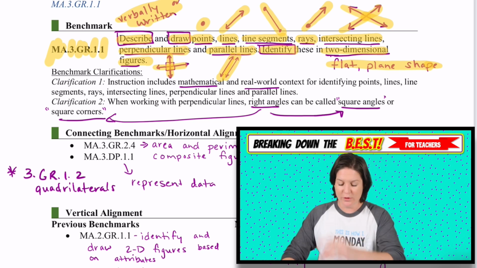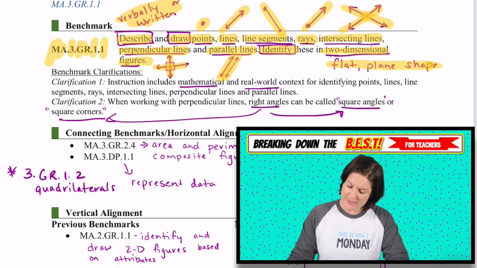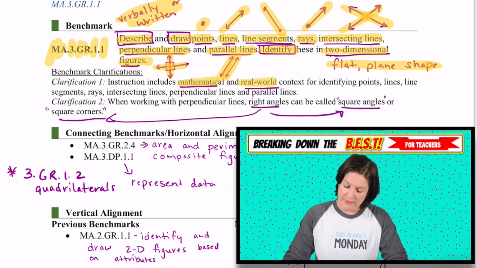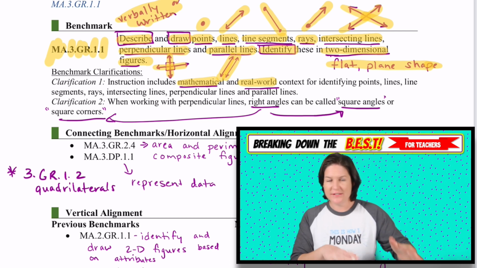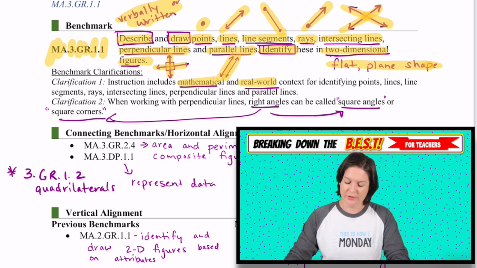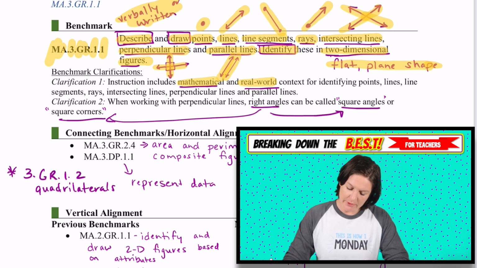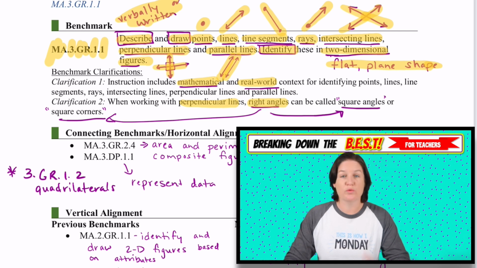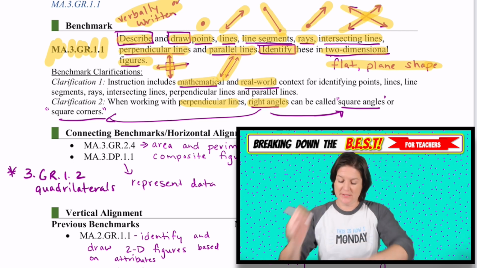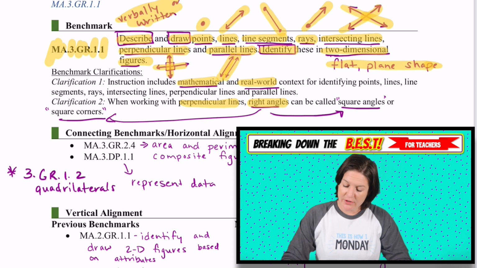So let's continue with our benchmark clarifications. It says that instruction will include mathematical and real-world context. So we can keep it in just a math context and also put it into a real-world setting, identifying all those vocabulary words. And it says that when working with perpendicular lines, of course, right angles are formed with perpendicular lines. And those right angles can still be referred to as square angles or square corners.